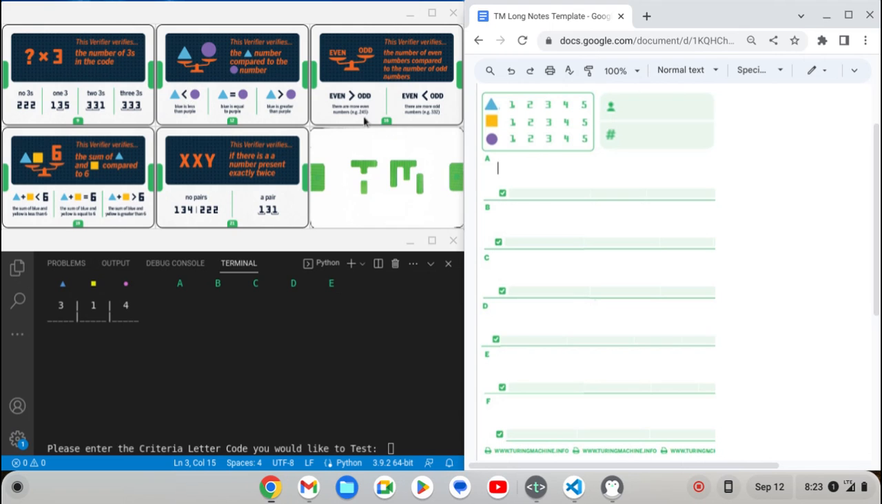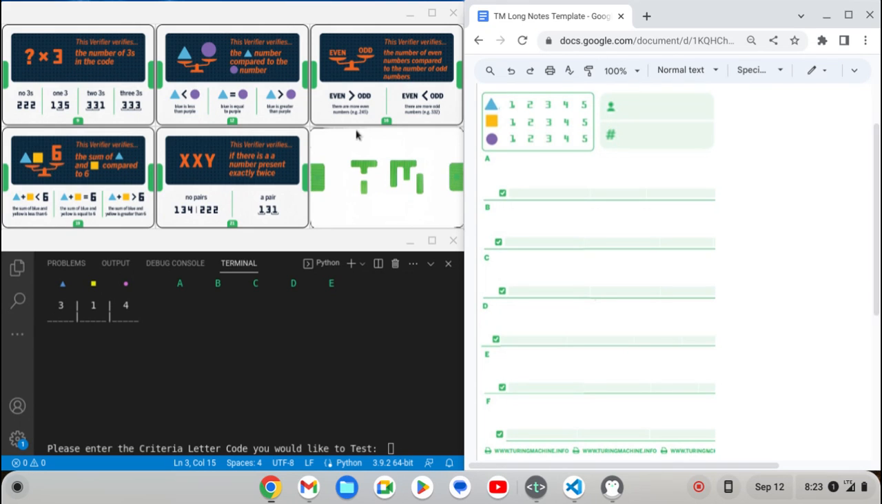Criteria card B looks at our first and last digits, triangle and circle, and compares them. So should the value of triangle be less than circle? Should they be equal? Or should the value of triangle be greater than circle? Criteria card C, again, looks at our 3-digit solution, but this time will let us know a little bit about the ratio of even to odds. Are there more even than odds, or are there less even than odds?